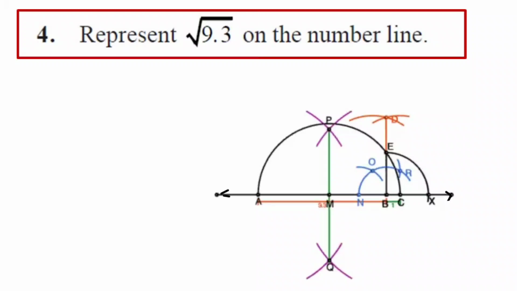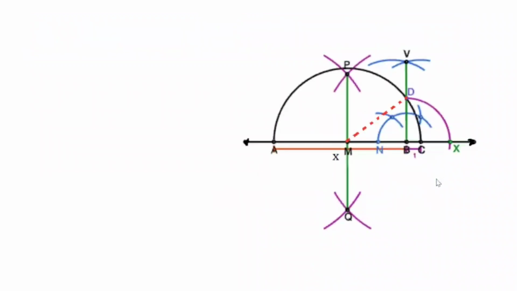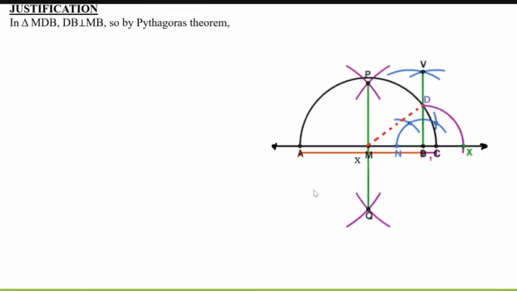Let us see the justification for this. Supposing I want to draw root X. So for that, what is the procedure? I have drawn this as equal to, let's say, X centimeters, and this is 1 centimeter. BD is the perpendicular. In triangle MBD, DB is perpendicular to MB. Therefore, by the Pythagoras theorem, what will we get? We will get MB square plus BD square is equal to MD square. This was X plus 1.